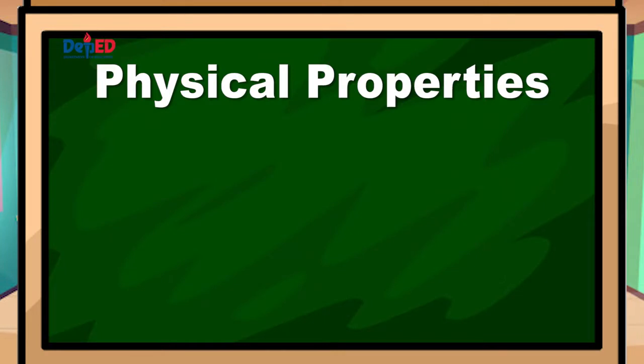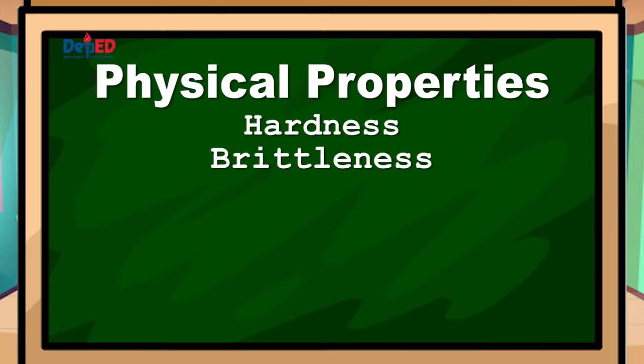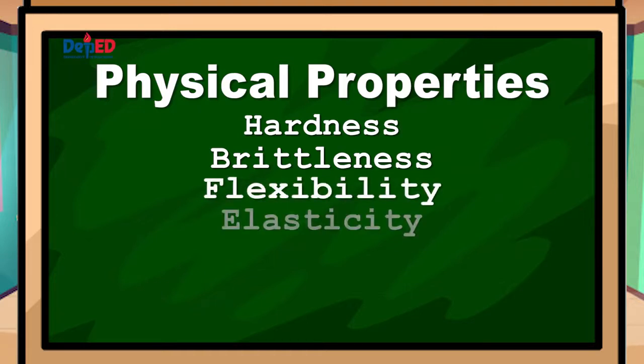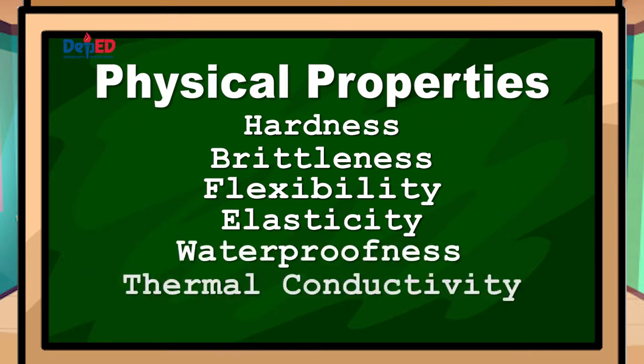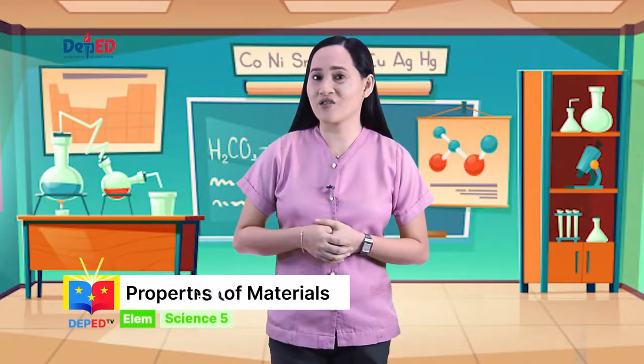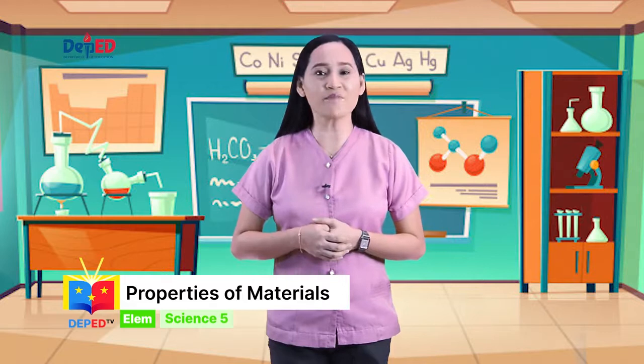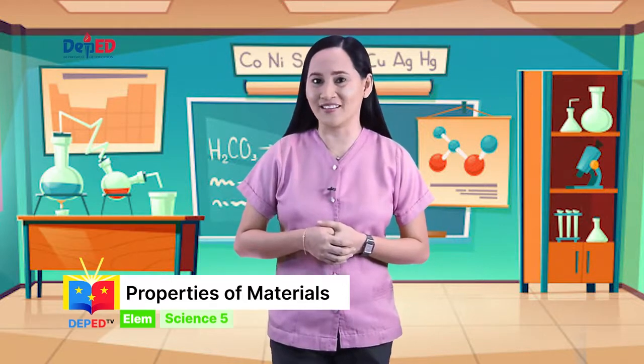Good! Based on the properties mentioned a while ago, let's identify the physical properties and the chemical properties. The following are the common physical properties of materials. We have hardness, brittleness, flexibility, elasticity, waterproofness, thermal conductivity, and malleability. They show characteristics of matter that can be observed or measured without changing its composition.